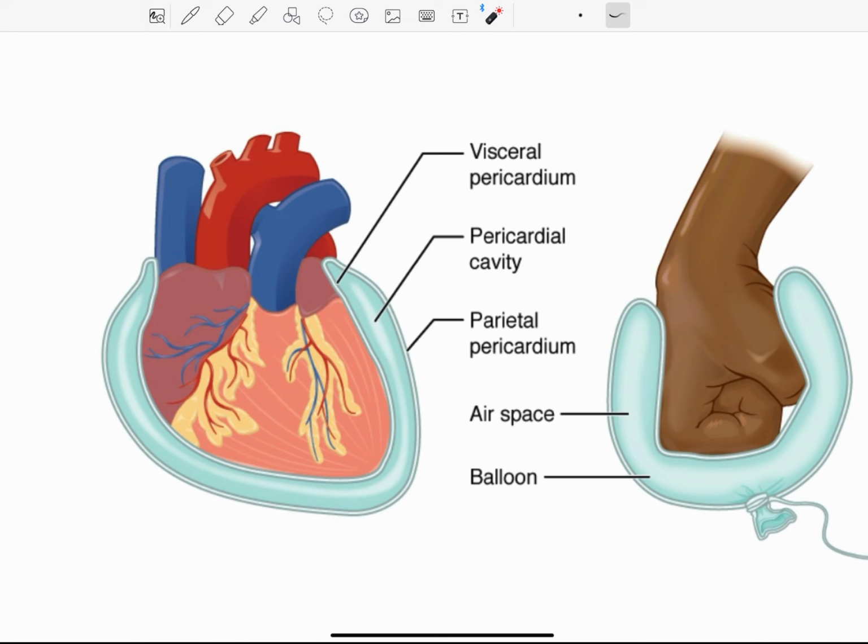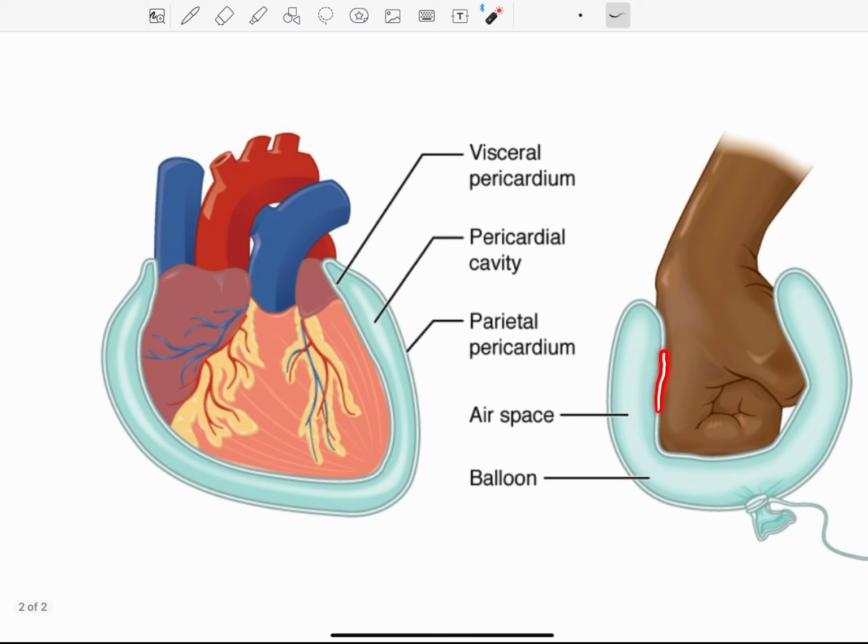And that is, imagine if you had a balloon that was partially filled full of air, and you can push your arm down into it, your hand into it. You can see how it folds back on itself, because really the visceral, remember, also known as the epicardium, will fold back and becomes the parietal pericardium. So that's a little bit about the membranes that surround the heart.